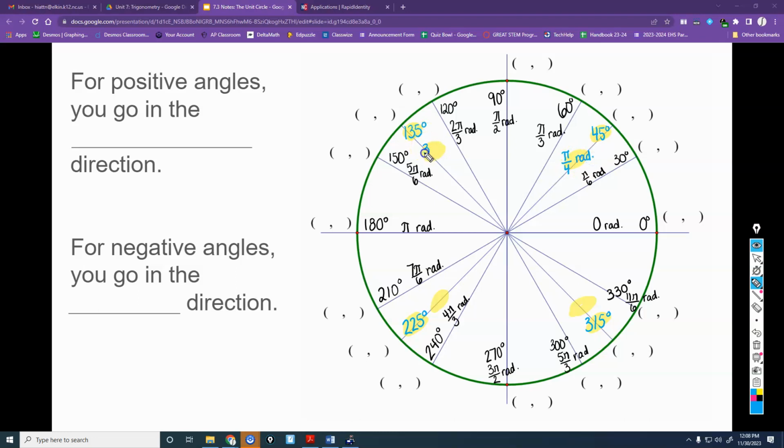This one is 3 pi over 4 radians. This one is 5 pi over 4 radians. And this one is 7 pi over 4 radians. All of the ones that don't show up on Desmos are over 4, so that helps you remember that denominator, and they're going to go up by odd numbers, right? 1 pi over 4, 3 pi over 4, 5 pi over 4, 7 pi over 4.